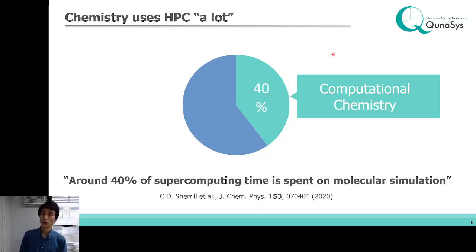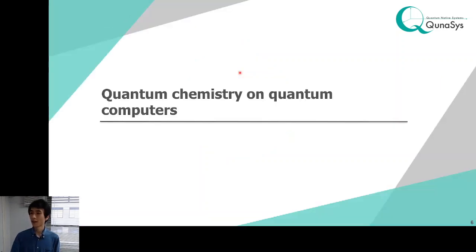As a result, we use high performance computers for chemistry problems a lot. It has been said that around 40% of supercomputing time is spent on molecular simulation. So we have 40% of the whole supercomputer time for computational chemistry. This is a lot. So we want to use quantum computers to accelerate the quantum chemistry calculations.